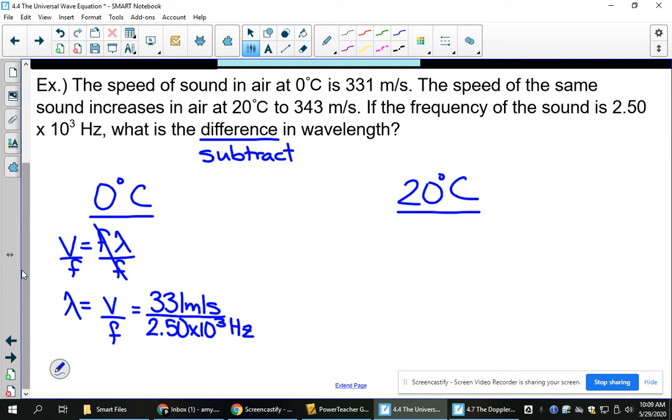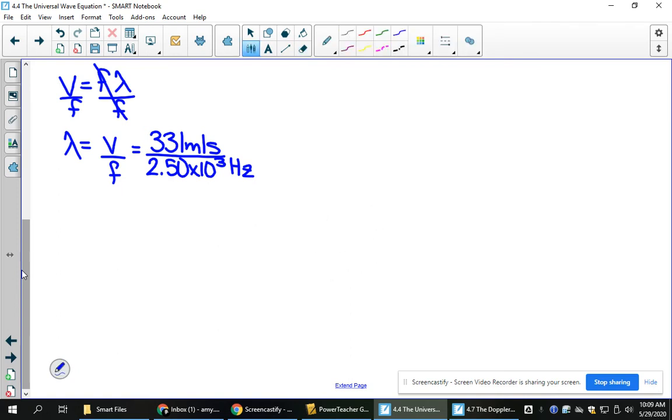Doesn't matter if you sub in the units hertz or seconds to the -1. They're both the same for frequency. And here we go. My wavelength, and you could put 0 degrees Celsius in the subscript if you wanted to keep it straight. I'm getting 0.1324. So I'm just going to write 3 sig digs here, 132. And its wavelength, which is measured in meters.